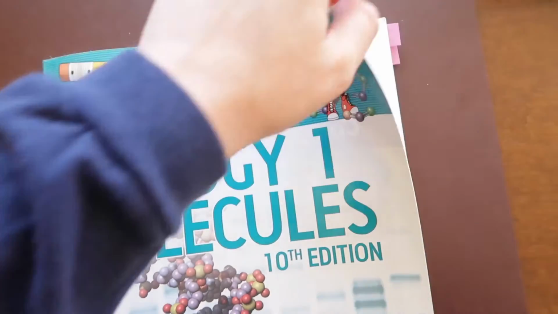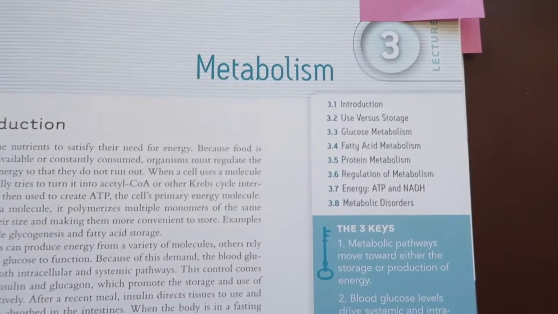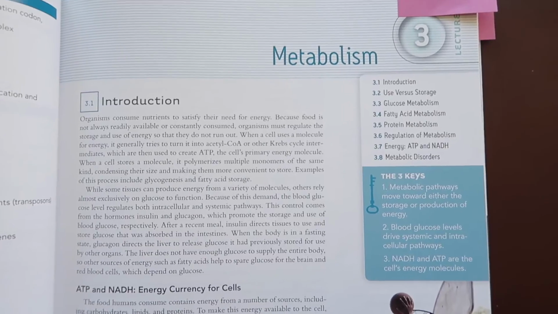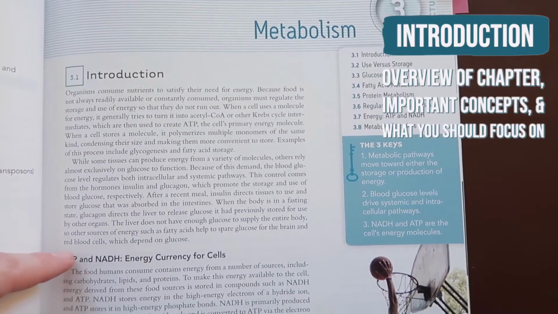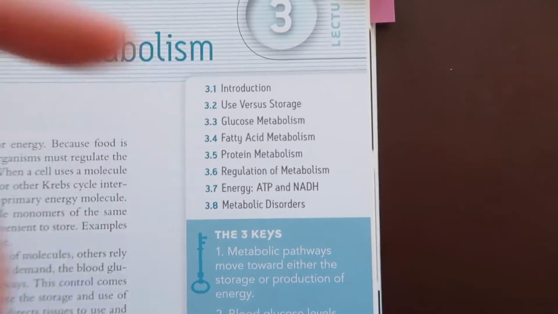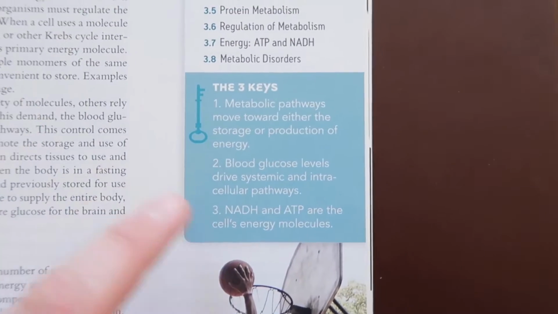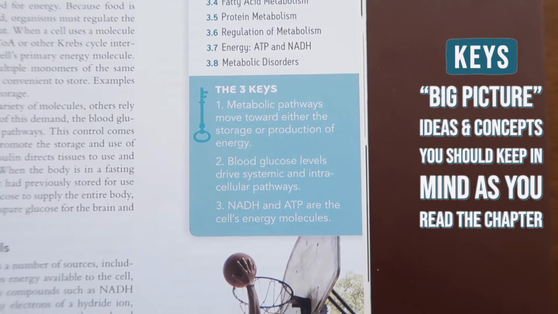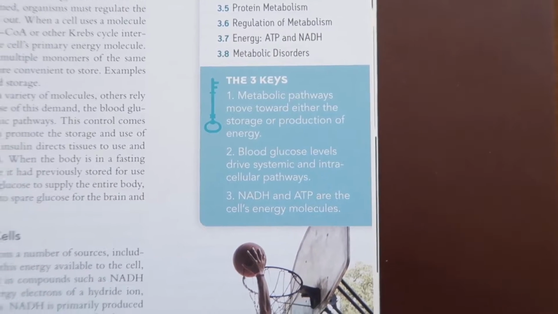So we're going to go ahead and go to chapter 3 on metabolism. So first thing that you see when you flip to any chapter is this introduction, which goes over an overview of what you're about to learn. Over here on the right, you see every specific subsection, and then the 3 keys. And these are just important big picture keys to remember while you're reading the chapter. They're just big ideas that you want to be sure that you know.